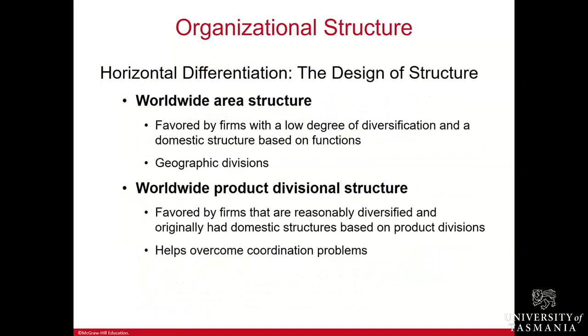And then let's see. Within, again, this horizontal differentiation, I put another explanation here, about what kind of divisional structure we have. In the worldwide area structure, I have just classified by geographic division, because in a divisional structure one company can have geographic divisions or a product divisional structure. The geographic division model structure is favored by a firm with a low degree of diversification and a domestic structure based on functions.